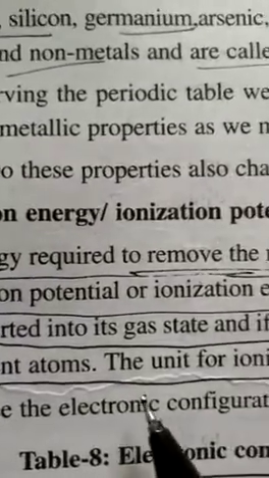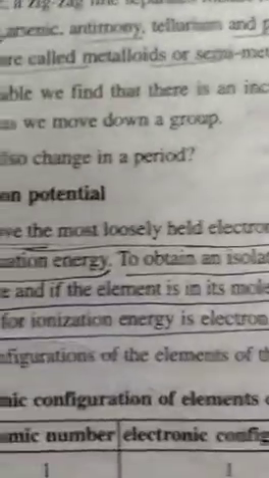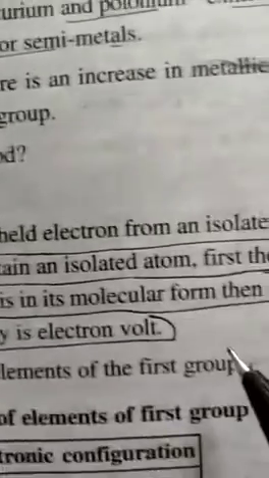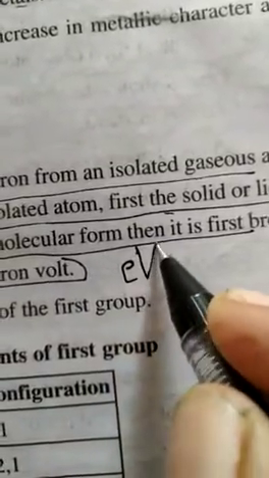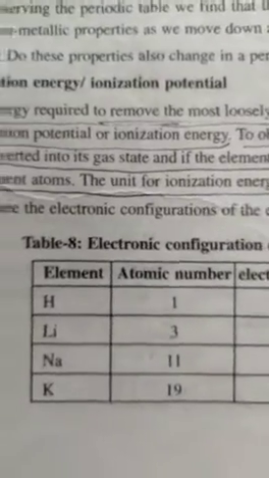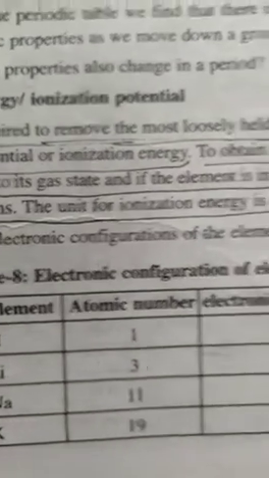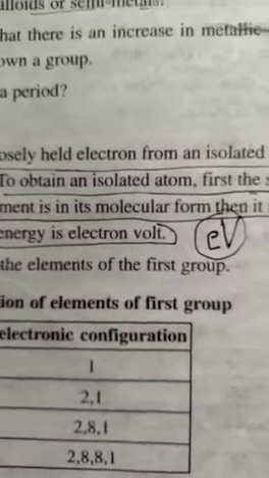Okay. The unit for ionization energy is electron volt. So electron volt, the unit for the ionization energy, is written as eV, small e and V. This is the unit of ionization energy. So they have given the electronic configuration of elements of the first group.